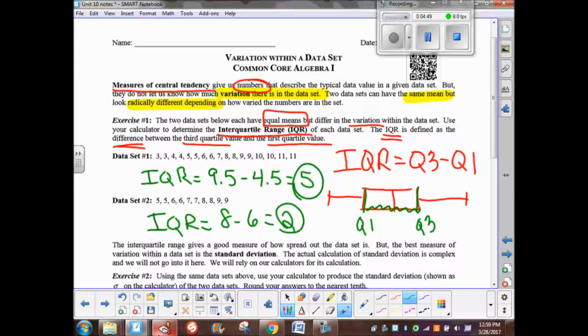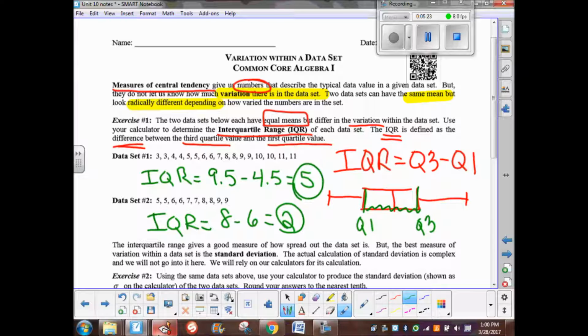So what does that tell us? This is the big understanding here: there is less variation in data set 2 than there is in data set 1. Data set 1 has a larger IQR, so therefore there's more variation within these numbers. Would you agree, just by eyeballing it? These go from 3 all the way up to 11, but these go from 5 to 9.